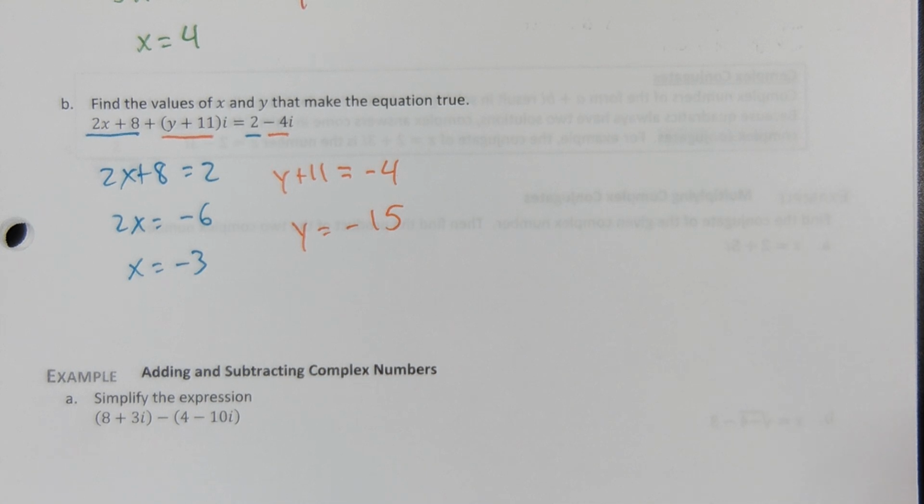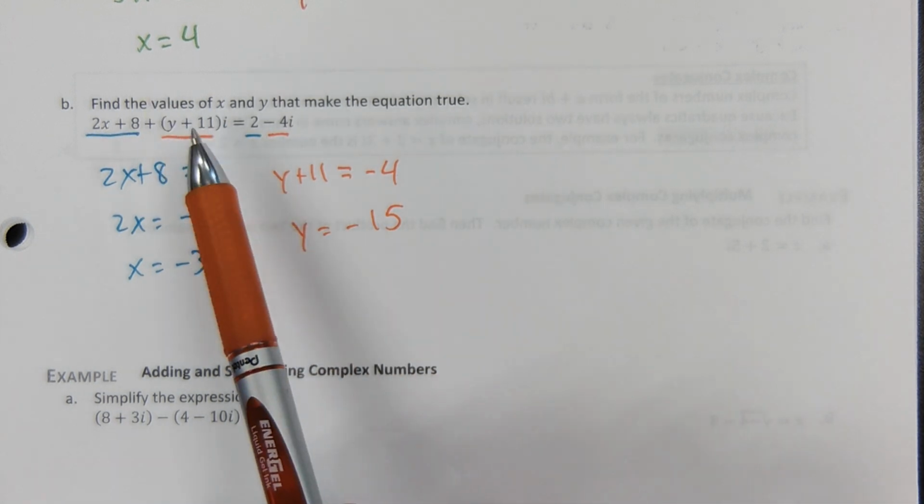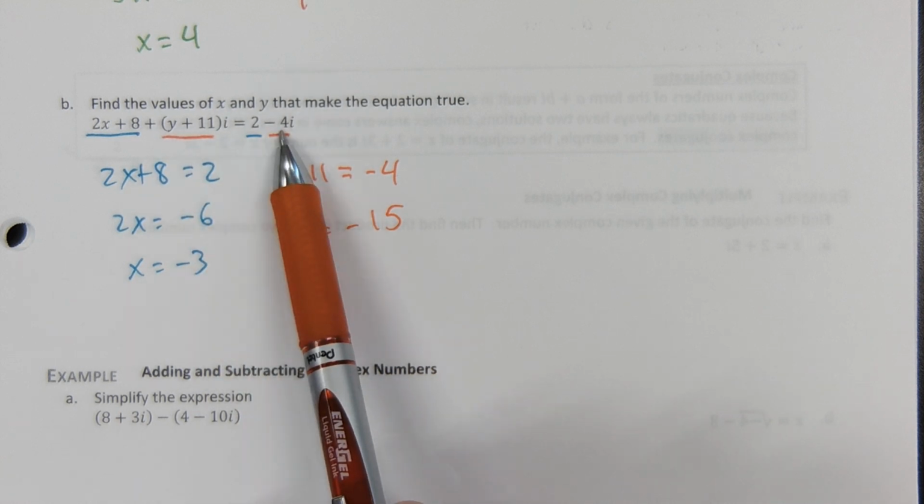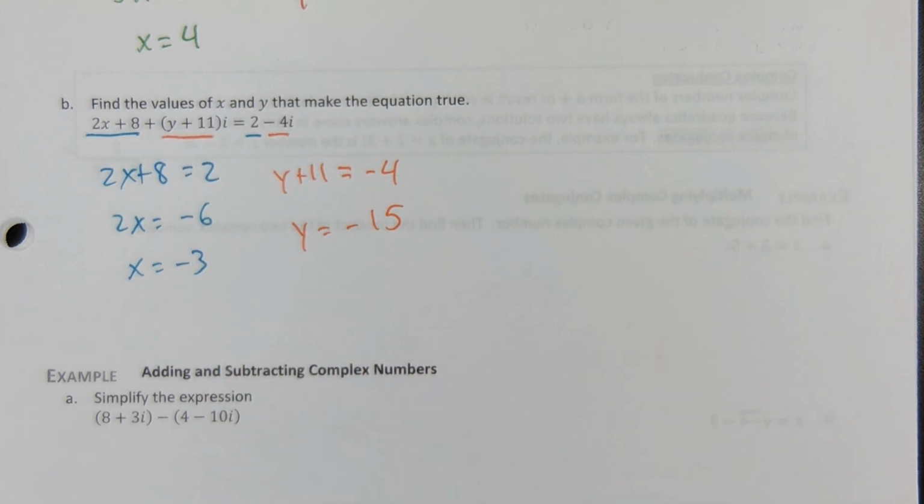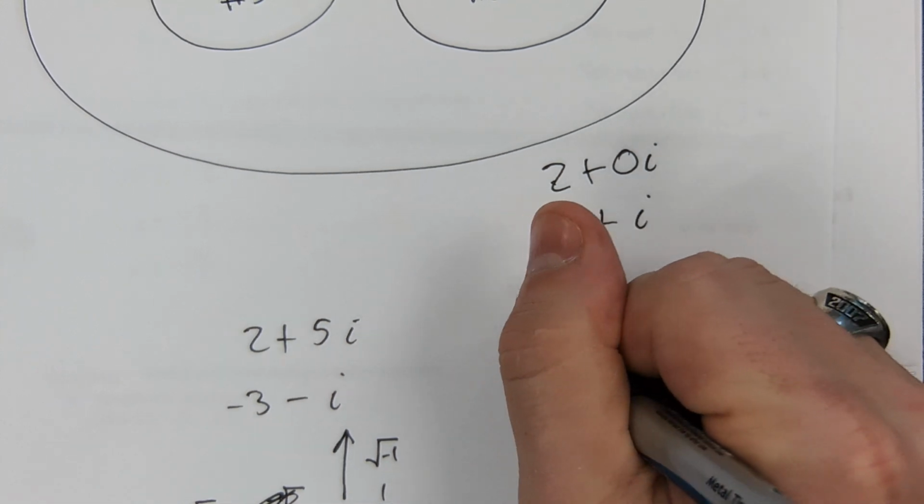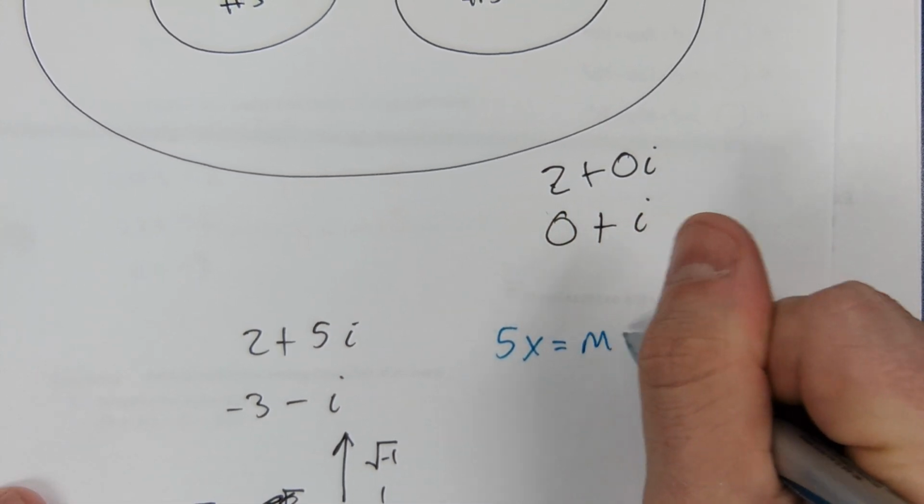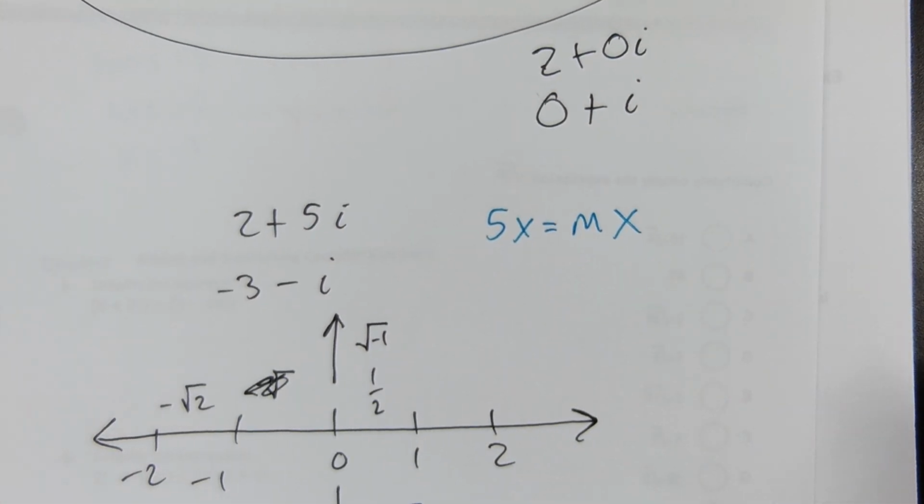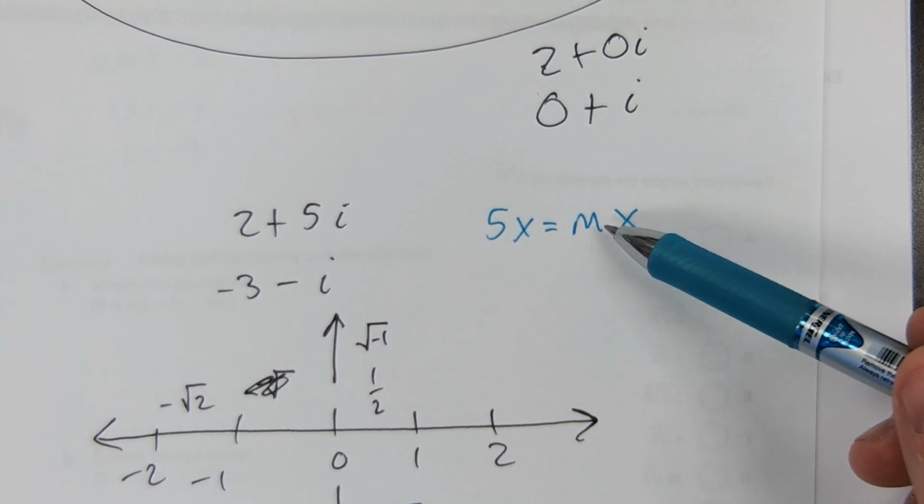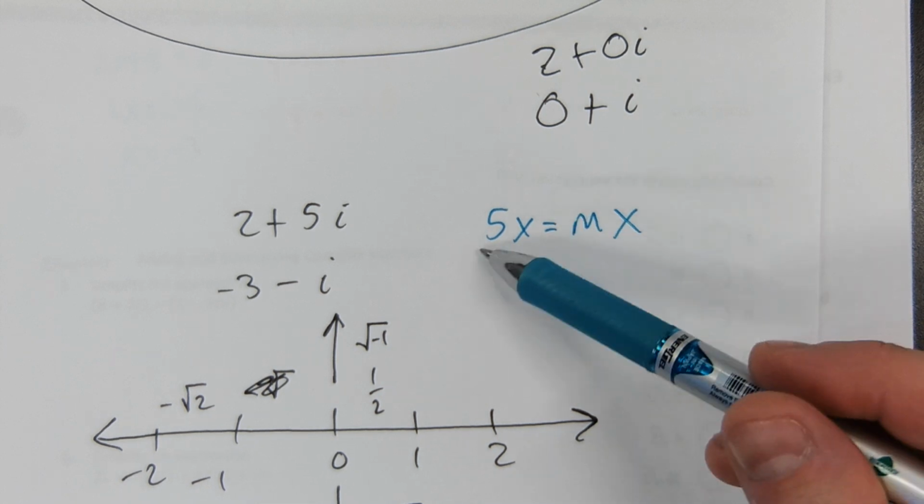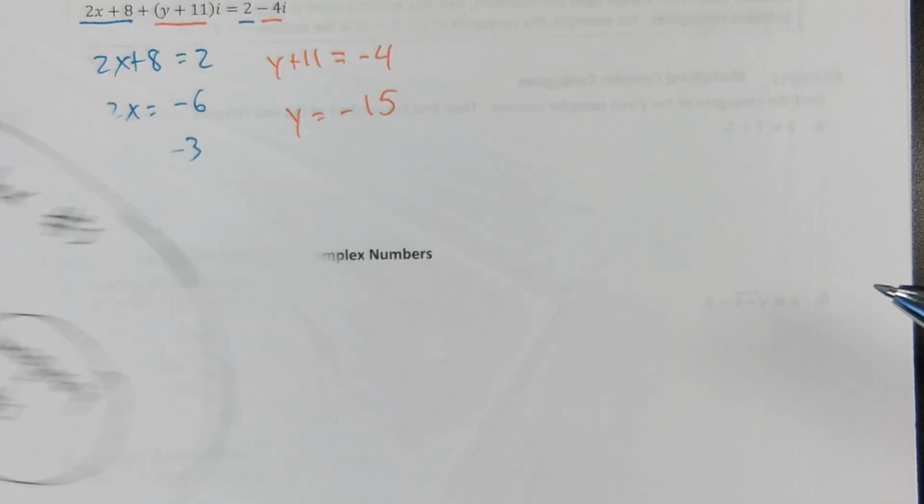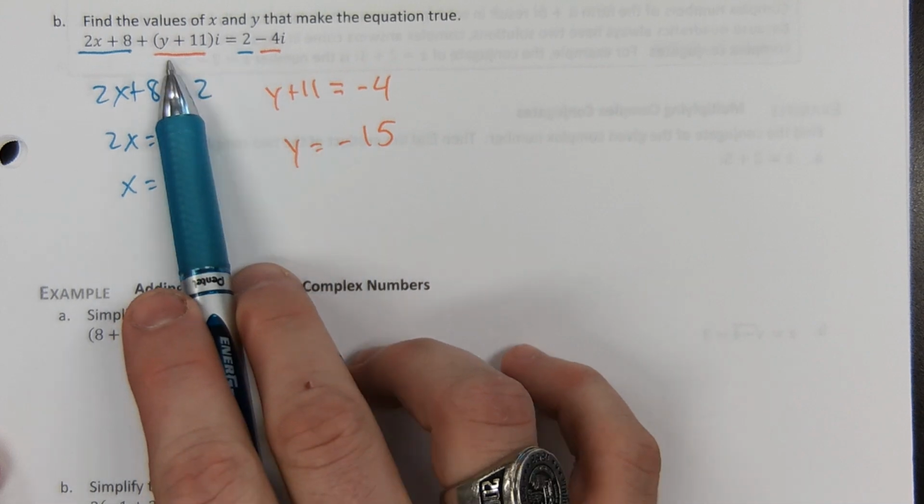The i connected to the parentheses. This is what I was saying. Nothing happened to i. What I said was, this has to be equal to this. Here, let's say I wrote this. Let me ask you a question. If 5x equals m times x, what is m equal to? See how m has to be 5? See how you didn't care about the x? You were just making sure that the numbers in front matched? Okay. That's all we're doing here. We're making sure the number in front of i matches.